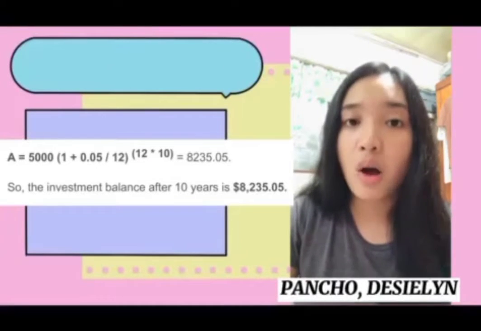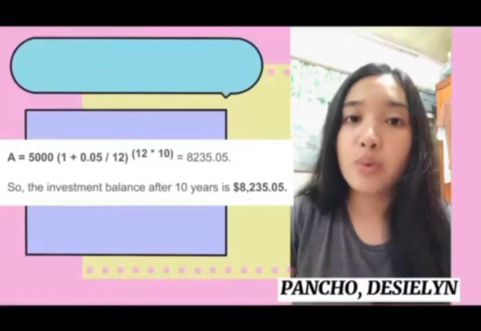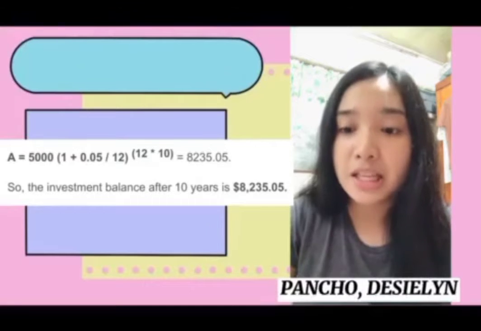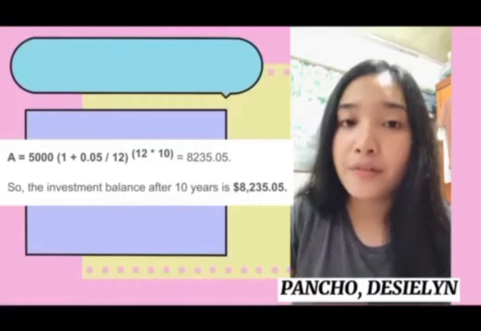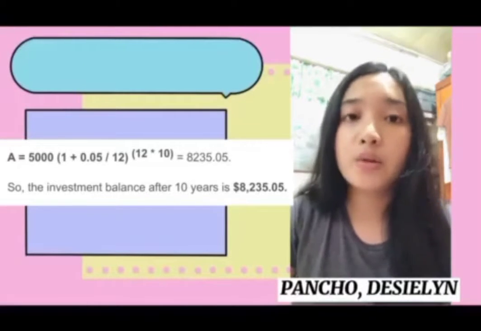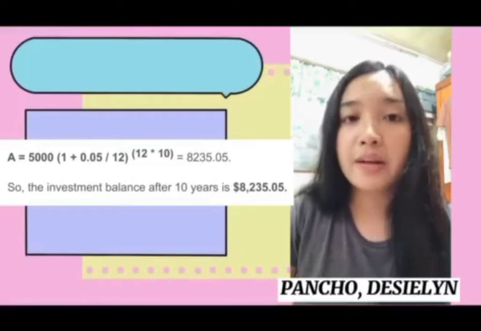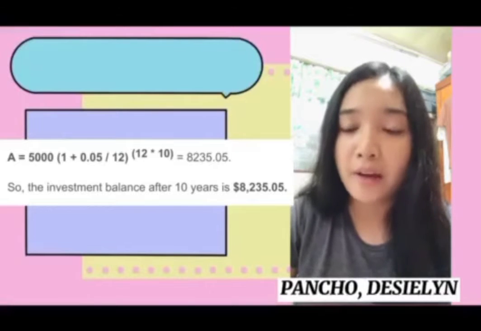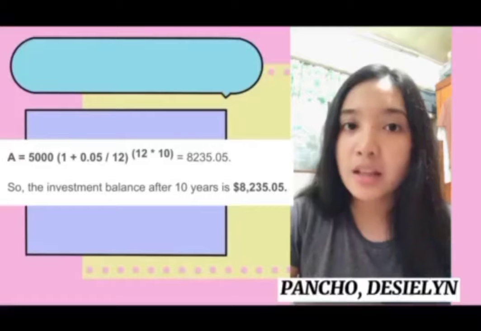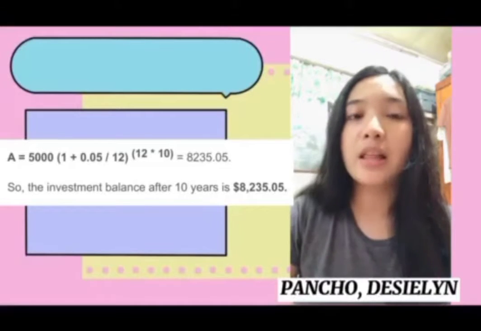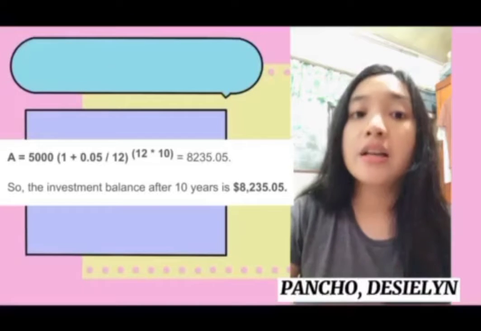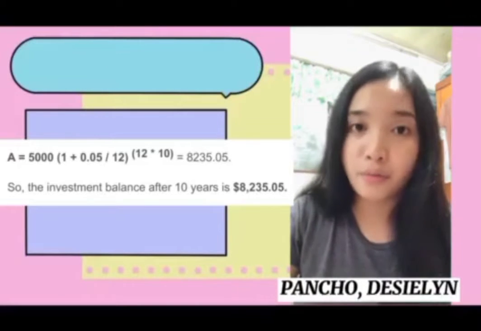And then we are just going to follow the formula again, and we'll write it down as A equals 5,000 times the quantity 1 plus 0.05 over 12, raised to the power of 12 times 10. So the answer would be $8,235.05. So the investment after 10 years will be $8,235 and 5 cents.